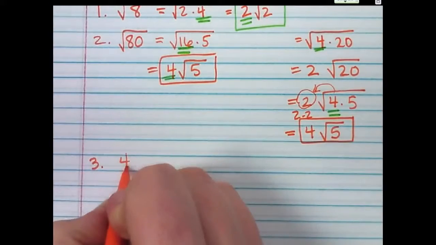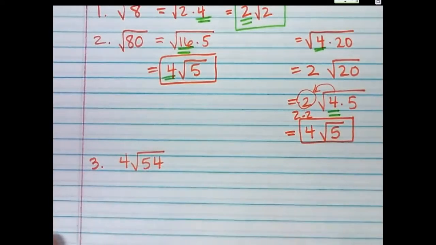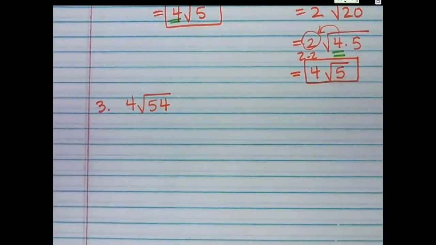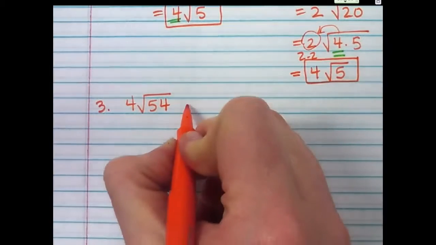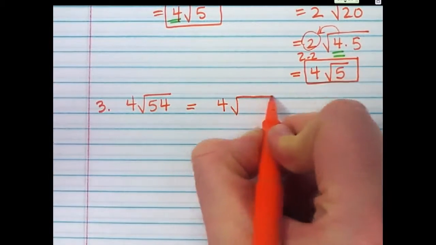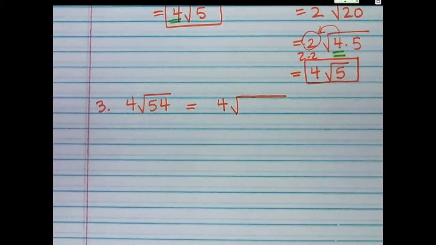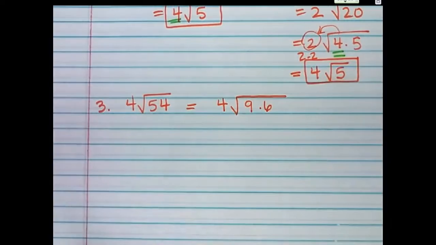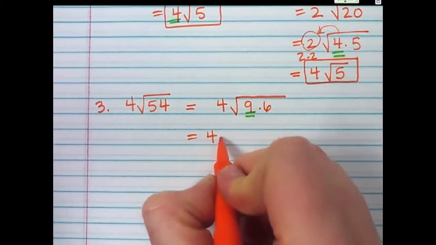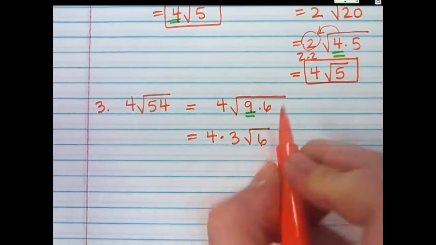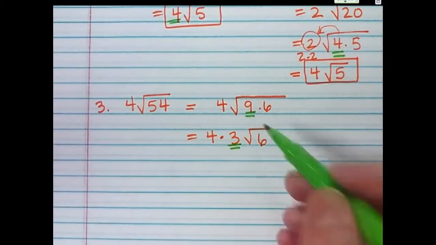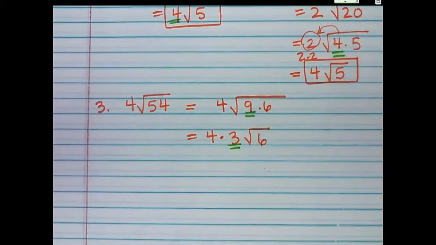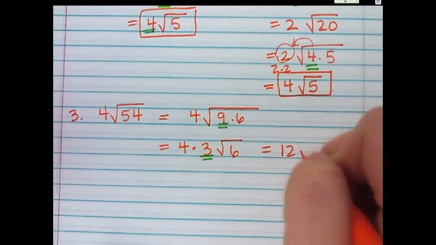All right, number 3. 4 times the square root of 54. So the 4 just stays on the outside. 9 times 6. So I take the square root of 9, which is 3, and I'll write it out here so you see what happens to it. I took the square root of 9, which is 3, and then you just multiply the outside numbers together. So my answer is 12 square root 6.